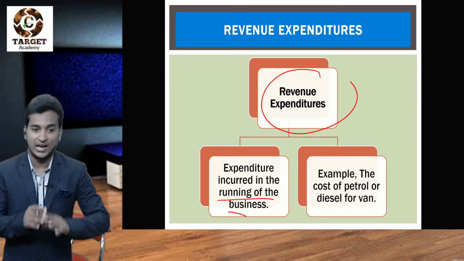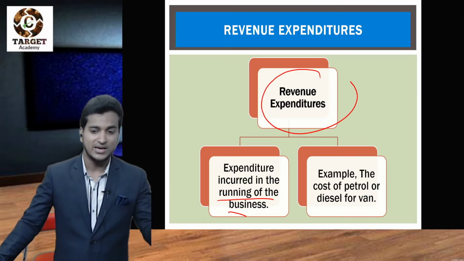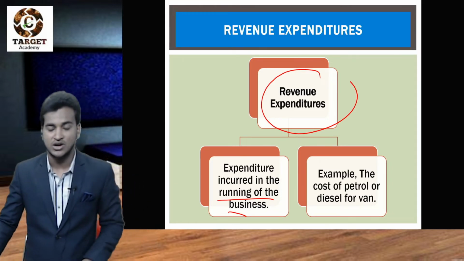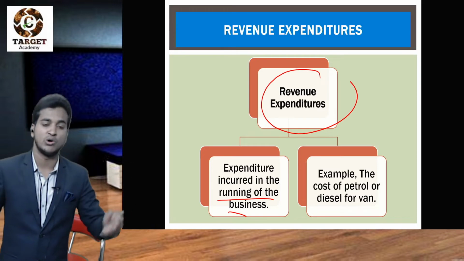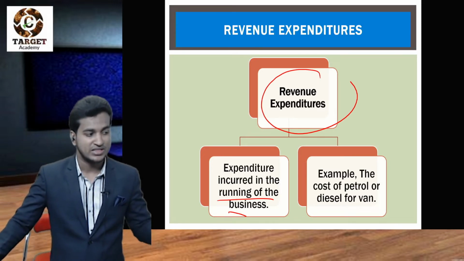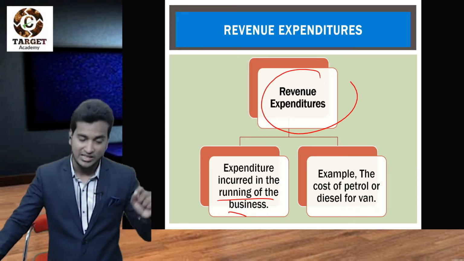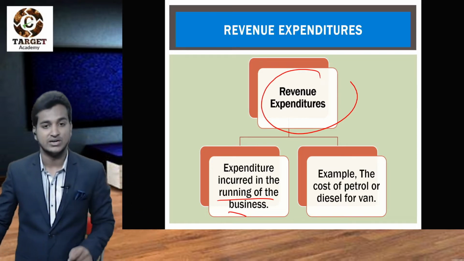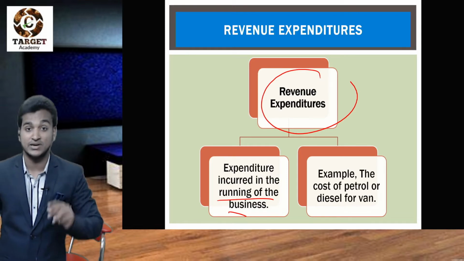First example, salary. If we are not paying salary, employee will not come to the organization. Without employee, there is no production, no sales, no profit. So that's why salary is compulsory for running the business. That's why salary is called revenue expenditure, not capital expenditure.